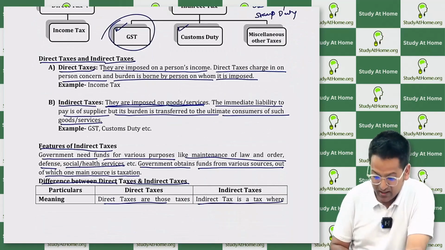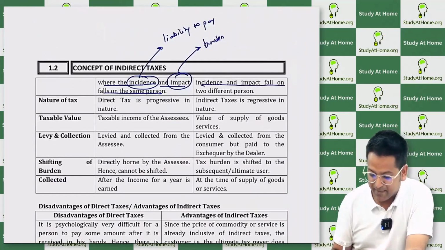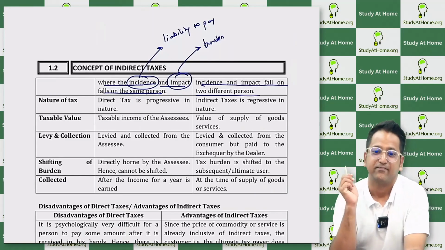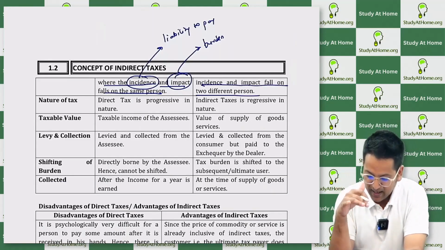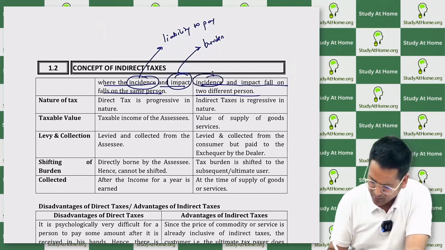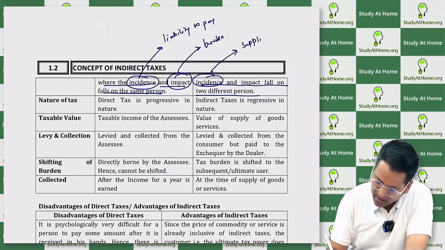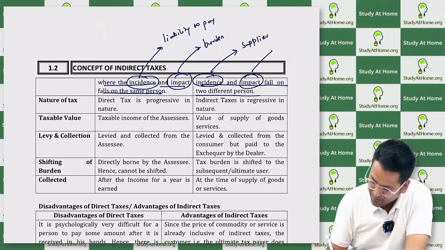Indirect tax is a tax where the incidence and impact of tax fall on two different people. Incidence will be on someone else and impact will be on someone else. On whom will the incidence come? Liability to pay, the supplier will be liable. The impact or the burden falls on whom? It falls on the consumer.